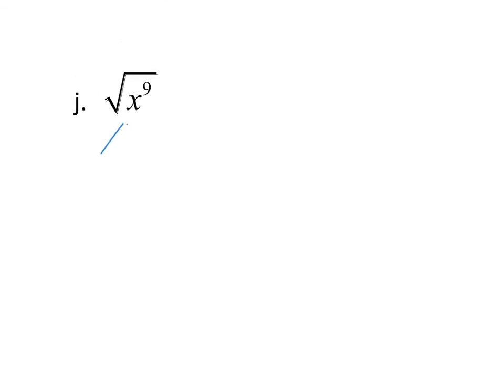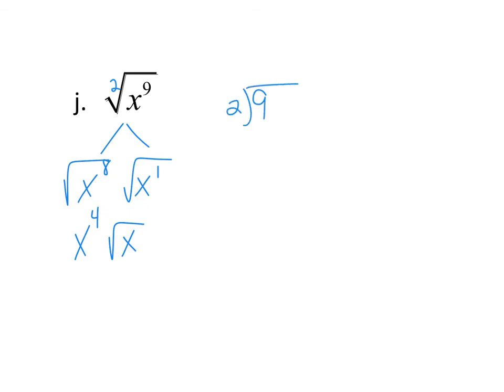So if you're going to do it my way, find the first number that would be divisible by 2 because this is a square root, and it would be 8. The square root of x to the 8th is x to the 4th, and you'd get x. If you do it Mrs. Kistner's way, do this. 2 goes into 9 4 times with a remainder of 1, and 4 x's come out, and 1 x stays inside. So either way, you get the same answer. It doesn't matter.